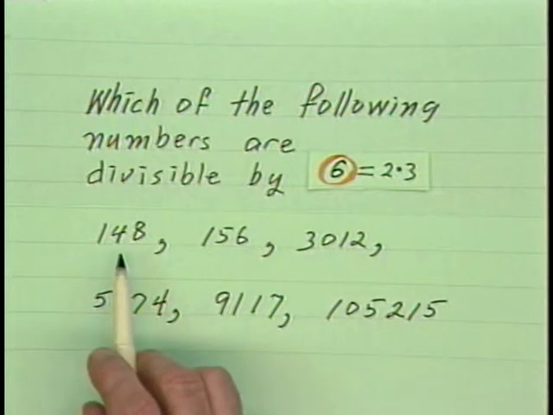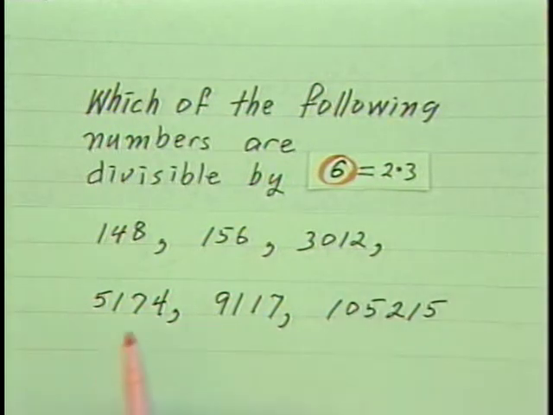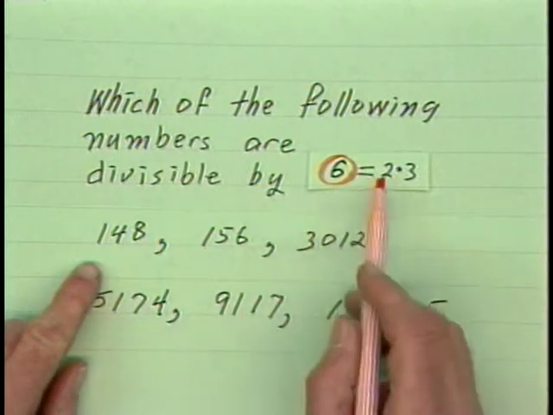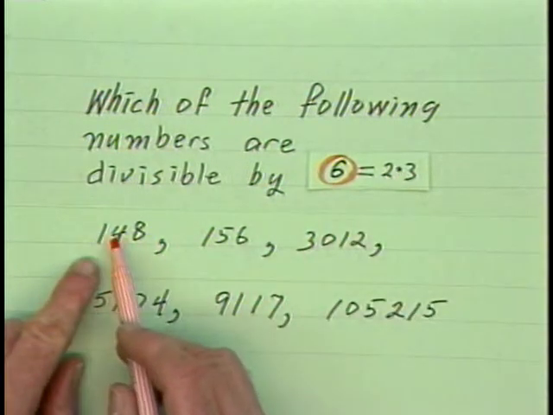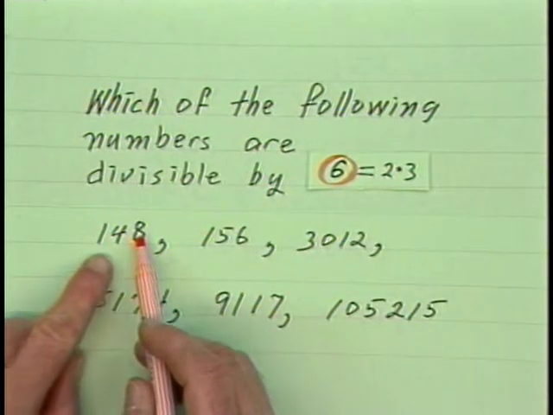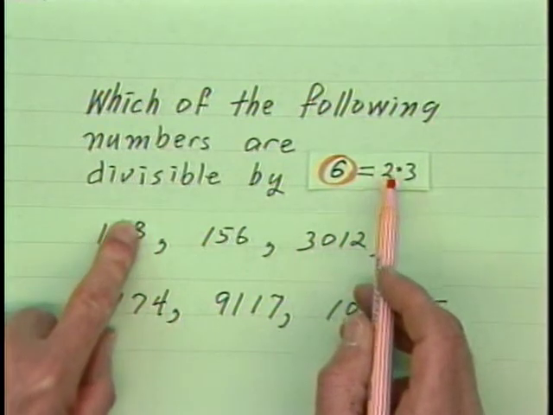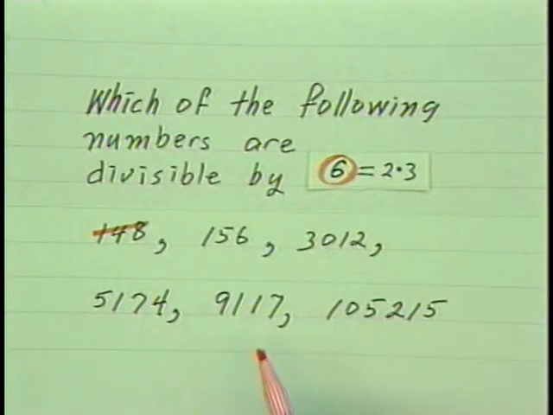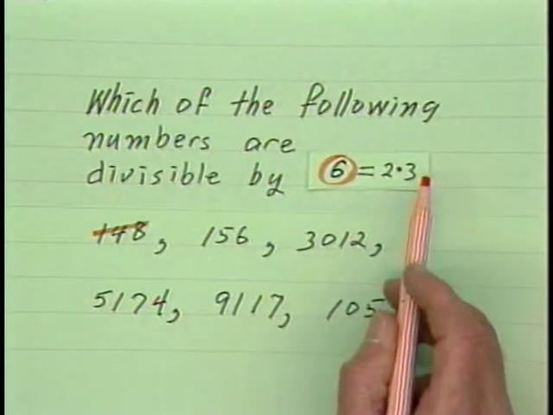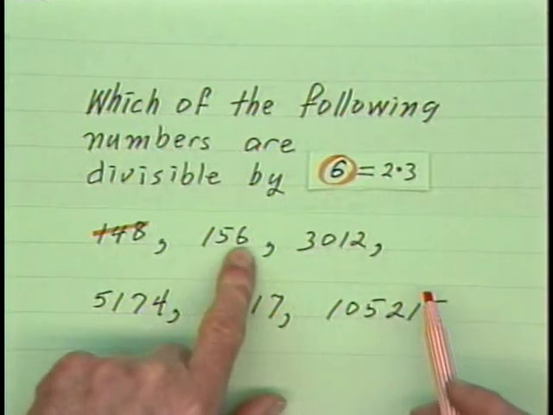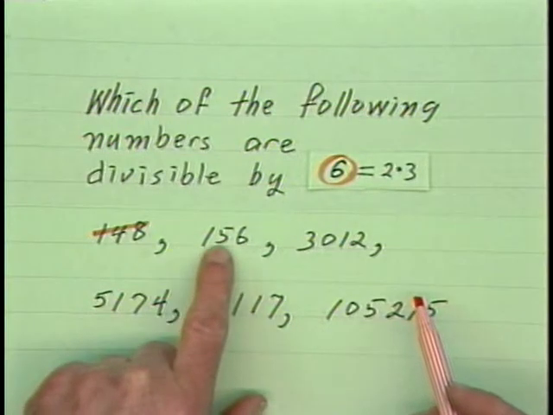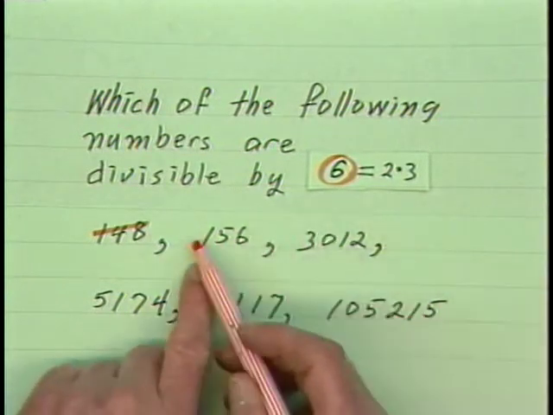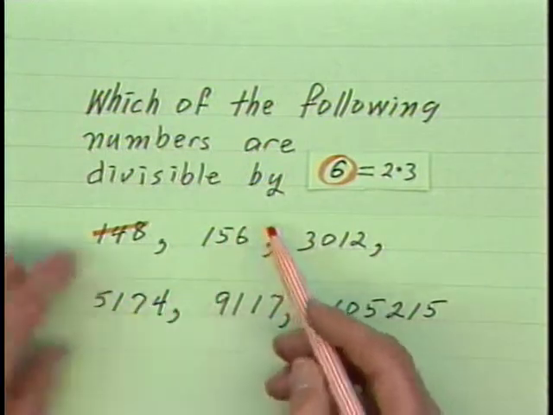So first, our divisibility test of 2 passes here. Then our divisibility of 3, 1 and 4 is 5 and 8 is 13. So 2 divides this, but 3 won't. Hence, this is not divisible by 6 because I must have both of these. Okay, 2 divides this. 1 and 5 and 6 is 12. 3 goes into that. So 2 goes into this. 3 goes into this.